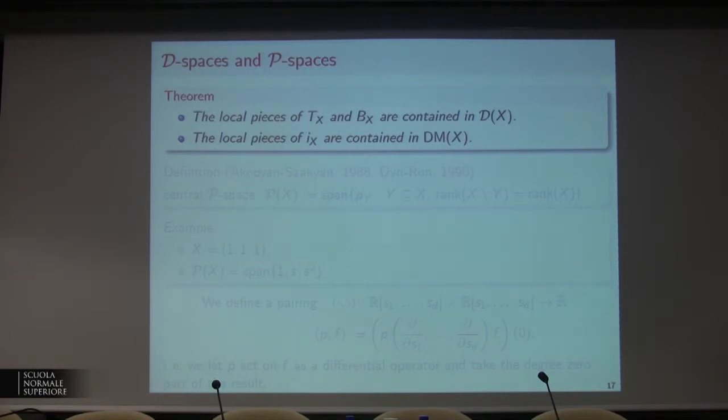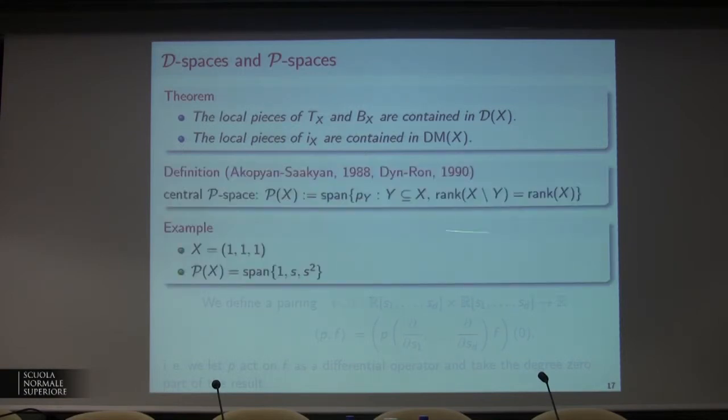Then at some point in the late 80s and early 90s, people wanted to calculate the dimensions of these spaces. For them, it was very helpful to introduce this space, which will turn out to be dual to these. So this is the central P space, which is spanned by all the homogeneous polynomials p_y, where y is a sublist of this x such that the complement still has full rank. So here we would be able to take the empty list, which gives us the 1, a one-element list, which gives us the s, and the two-element list, which gives us the s squared.